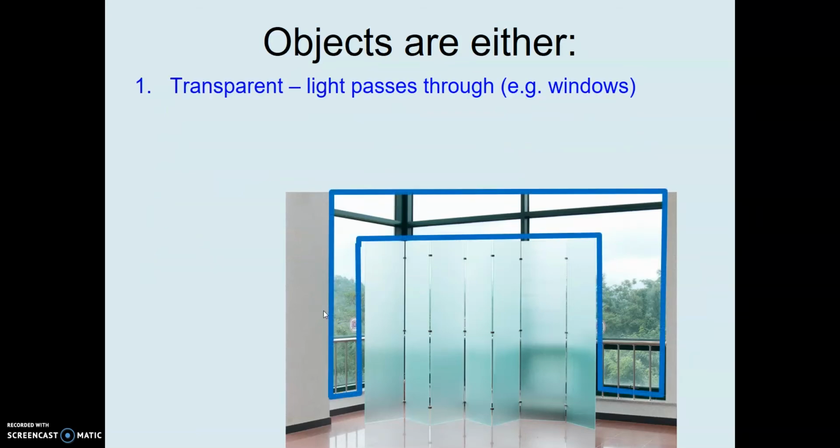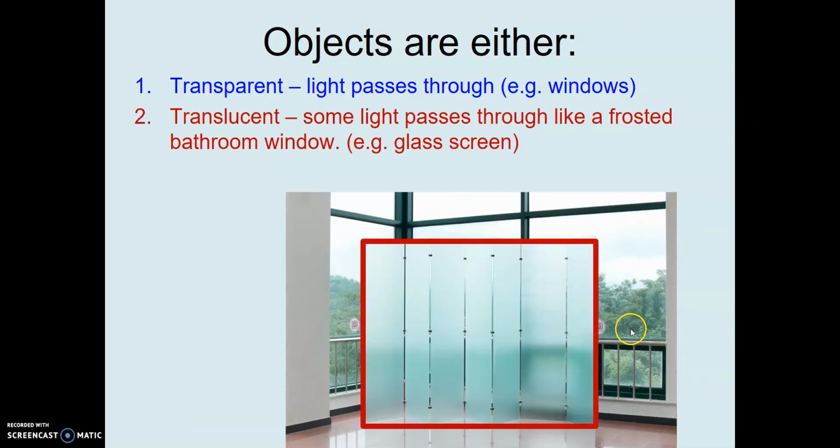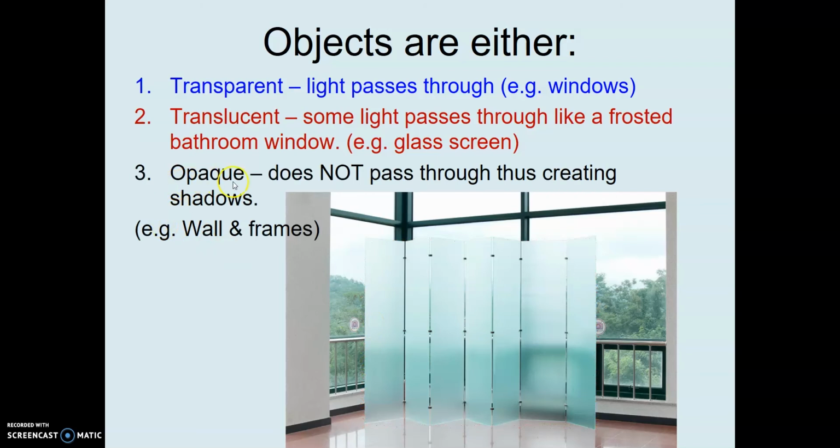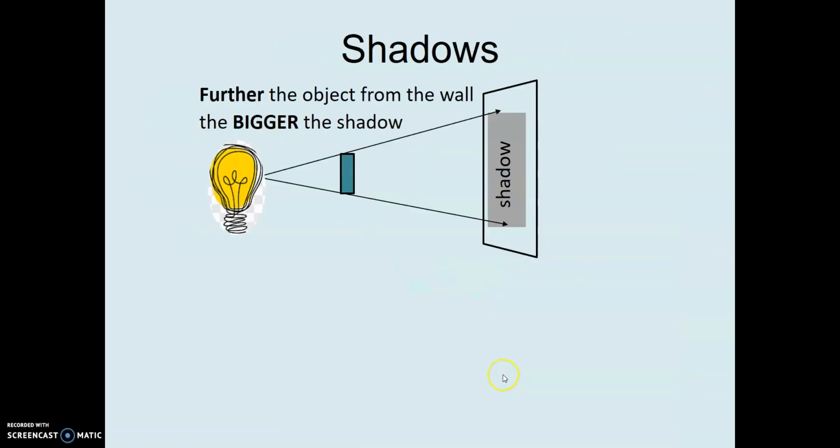Objects are either transparent, like the windows, or translucent, like the frosted glass over here. It diffuses the light, so you don't get sharp images coming through. And then, of course, the word opaque means nothing passes through, so light doesn't go through the walls or the frames or the floor. Shadows.